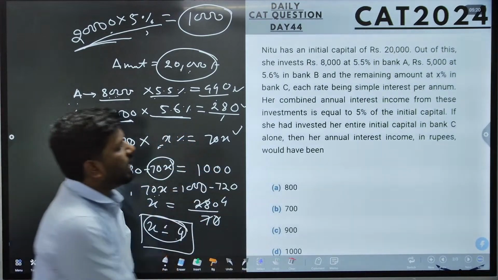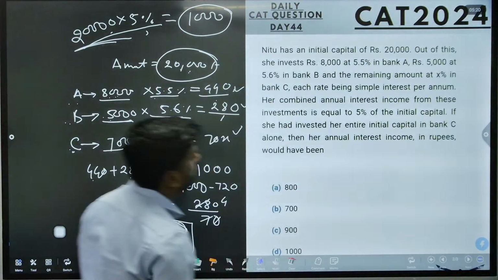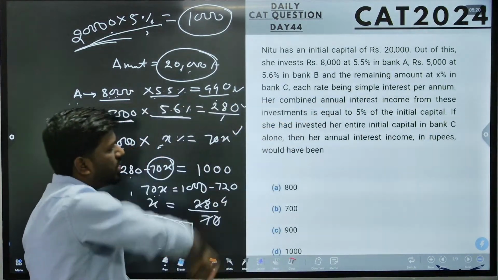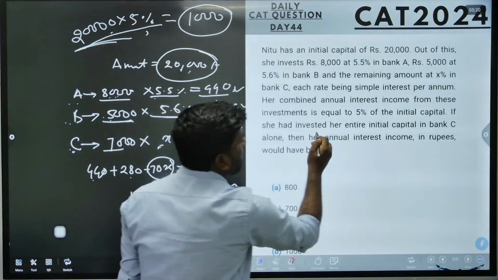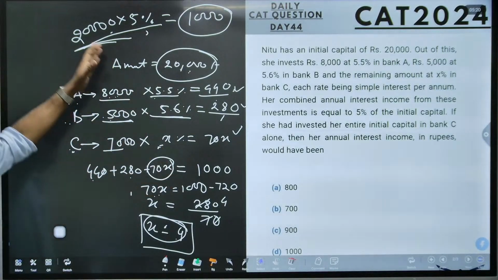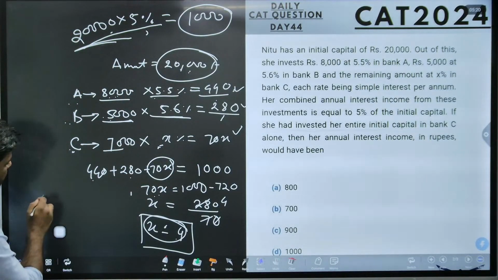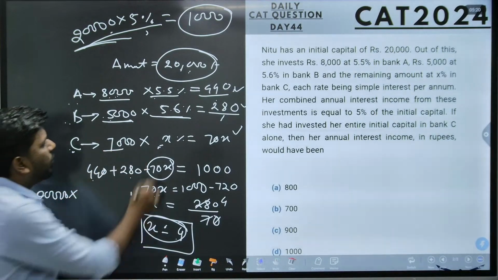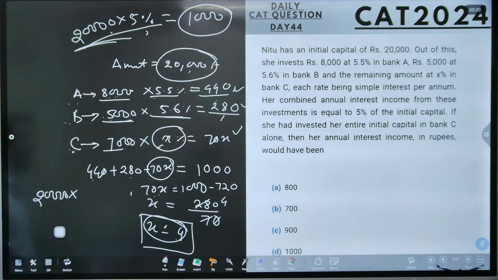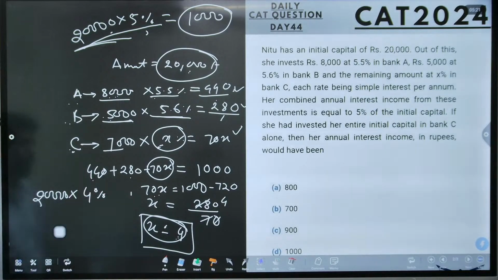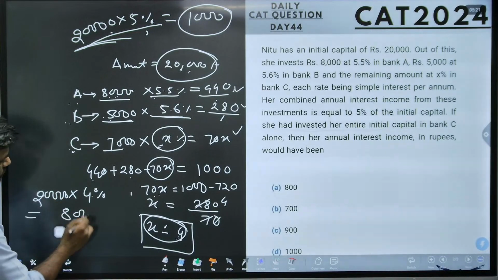Now the question is, what would her annual interest income in rupees have been if she had invested her entire initial capital in bank C? The question is if she invested her entire initial capital of rupees 20,000 at the rate of interest which was given for C bank. Now the interest was 4, so you have to calculate 4% of 20,000, and now this will be 4 into 200, that is 800.